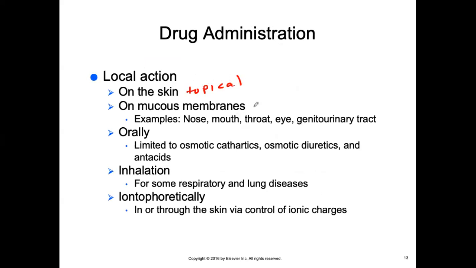Okay. It could be on mucous membranes. Where are those found? Well, respiratory, GI, urinary, and reproductive. Okay. They can be oral. Okay. So those are limited to osmotic cathartics, osmotic diuretics, and antacids. Okay. And it can be inhaled for respiratory and lung diseases. And it could ionophoretically enter through the skin through control of charge.